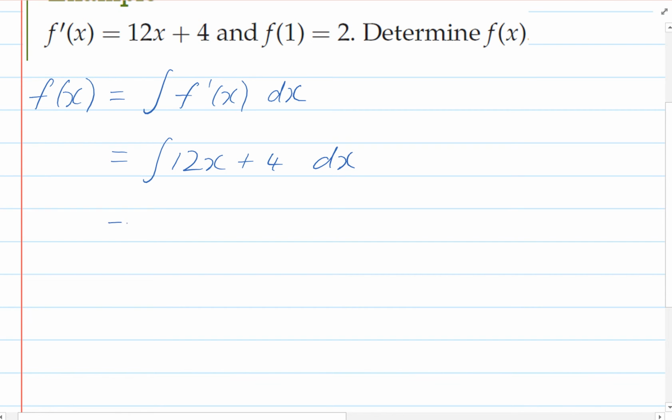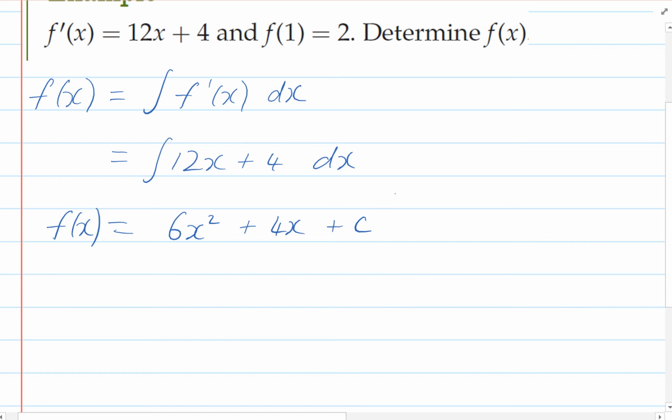And so that integrates to, that's going to go to the power of 2, and so that's going to be over 2, so it's going to be 6x squared plus 4x plus c. So that's our general function of f of x.